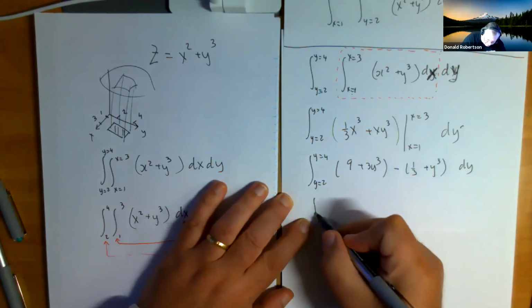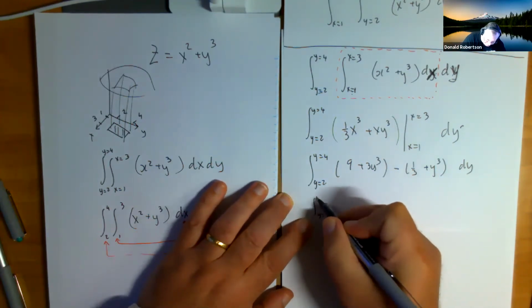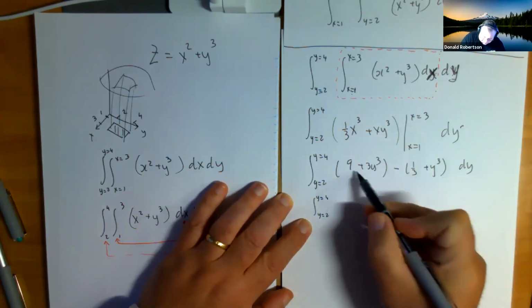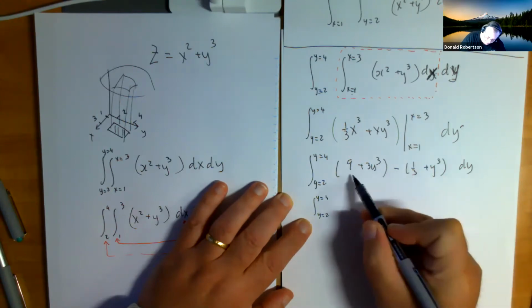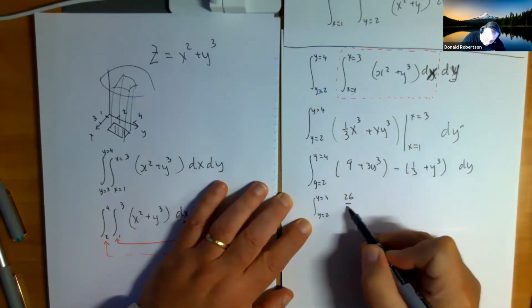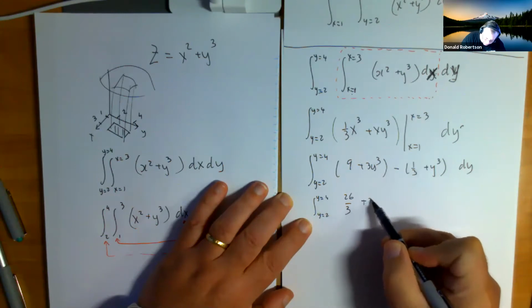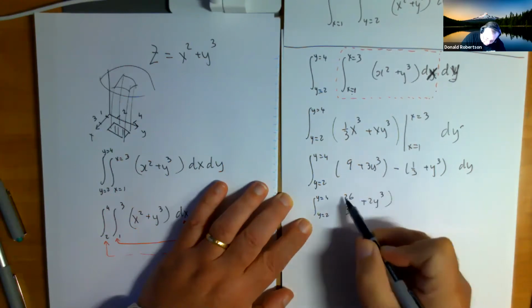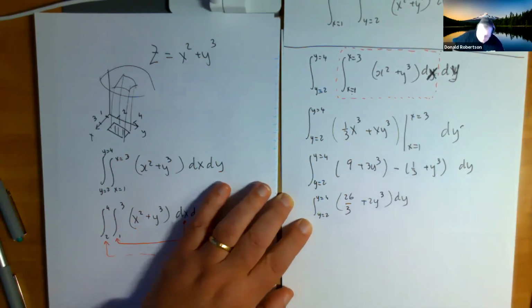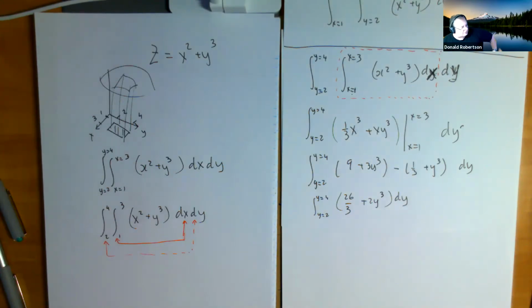Let's tidy this up a little bit. 9 take away 1/3 is 27 take 1, that's 26/3. 3 take away 1 gets you 2y cubed dy. And isn't that basically a Calc 2 question?